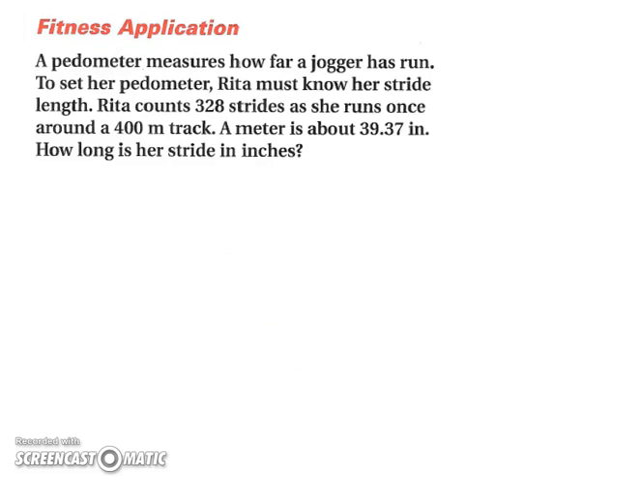Let's look at a fitness application. A pedometer measures how far a jogger has run. To set her pedometer, Rita must know her stride length. Rita counts 328 strides as she runs once around a 400-meter track. So 328 strides and a 400-meter track. A meter is about 39.37 inches.